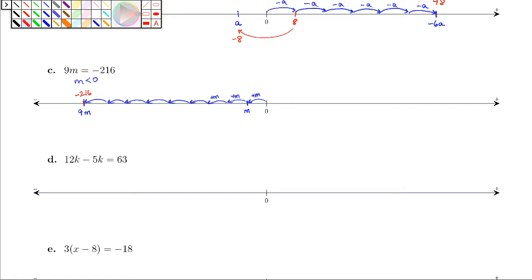And if I do that division, 216 divided by 9, 9 goes into 21 2 times. 2 times 9 is 18, 36, 4. So that looks like m. So 216 divided by 9 is 24. So negative 216 divided by 9, this has to be negative 24. Okay, so m equals negative 24.